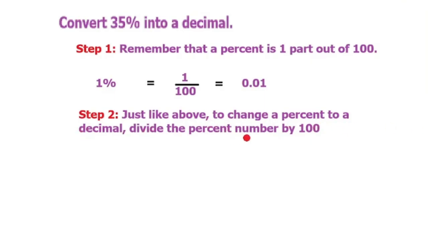And so now we can go ahead and just like above, to change a percent to a decimal, divide the percent number by 100. So here the percent number was 1. We divided it by 100 and just moved the decimal over twice.